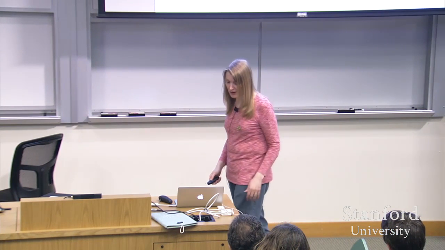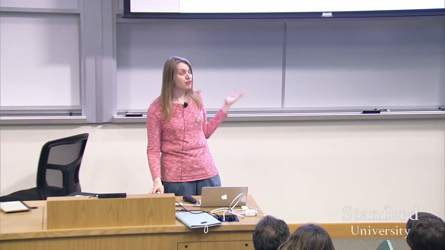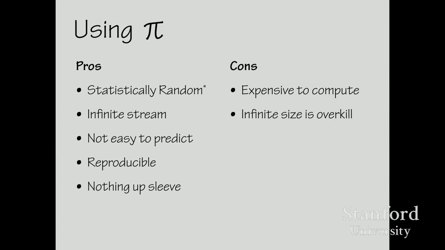So the big con for using pi is that it's really expensive to compute. It's not a cheap thing to compute. The actual issue with practical random number generation is doing it in a practical way, in as little space and as little time as possible, and still producing good results, things that satisfy all those statistical tests. So that's our goal.